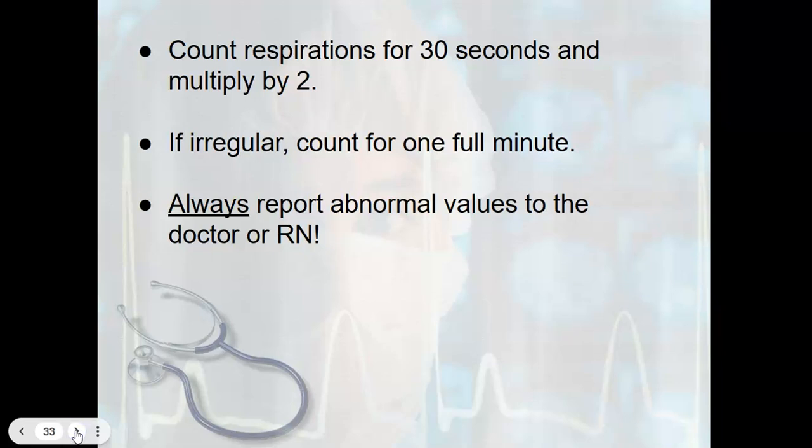So we count respirations for 30 seconds and multiply by 2. If they are irregular, meaning let's say we only get 8 and normal is 12 to 24, then we would count for a full minute. And we're always going to report abnormal values to the doctor or the registered nurse, whoever we're working with.